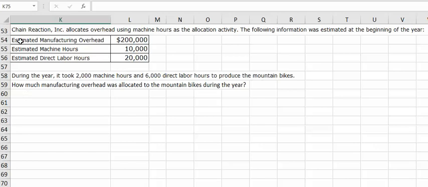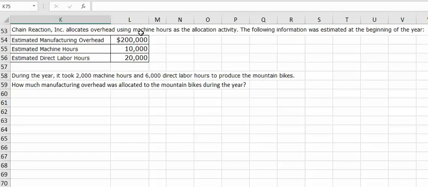In this example, we're going to go over allocating overhead. Chain Reaction allocates its overhead using machine hours. They've decided on machine hours because they've analyzed their overhead. Overhead are the costs that aren't easily traced to a product, so they pool these costs together.